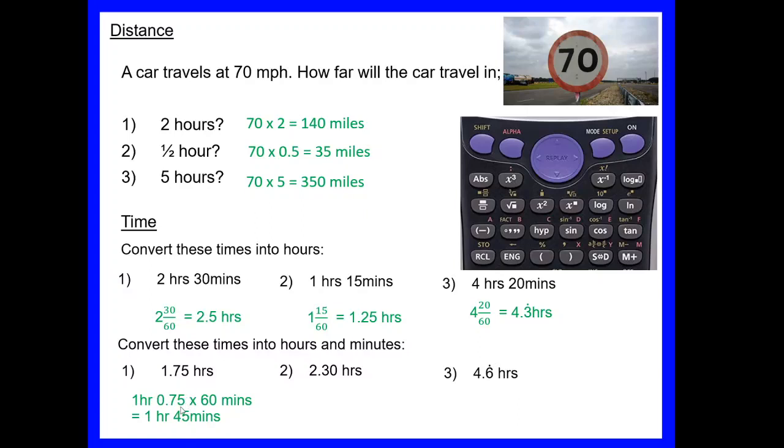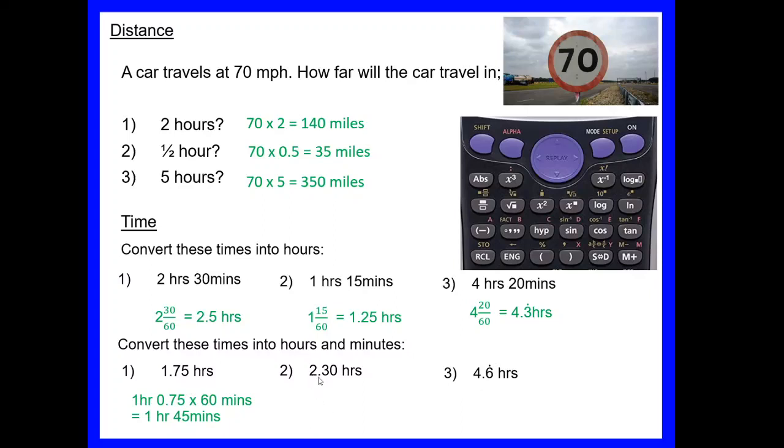To change from hours back to minutes, we do the opposite. Here we divided to change minutes into hours, so here we're going to do the opposite, which is multiplying. So 0.75 times 60 is 45. So we have our 1 hour and our 45 minutes.